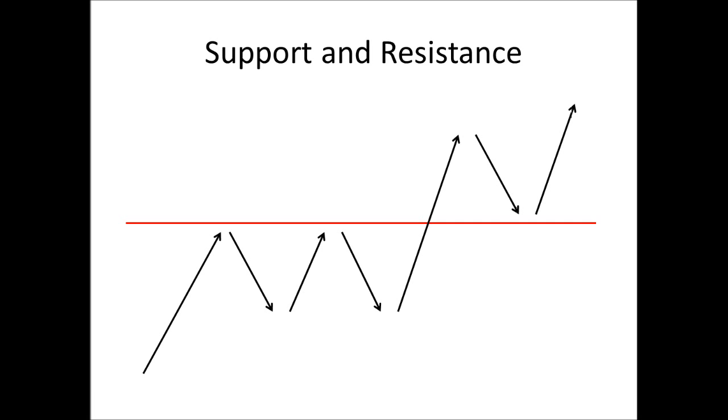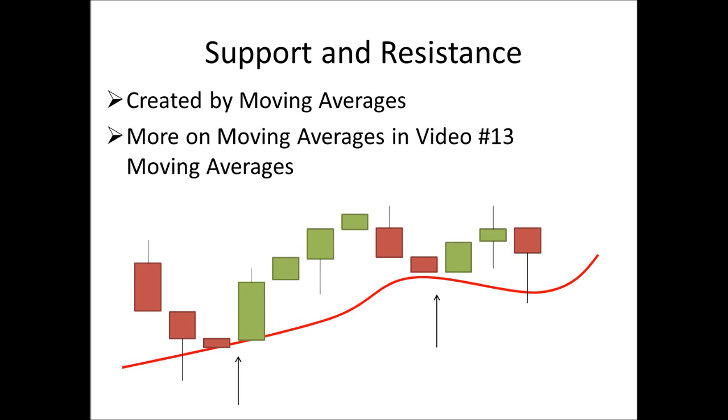So what is dynamic support and resistance? Unlike horizontal support and resistance, which is a horizontal line across a chart, dynamic support and resistance is created by moving averages. If you're brand new to moving averages, I would suggest that you pause this video and go and watch video number 13, then come back to this video, as I will teach you about moving averages in that video.